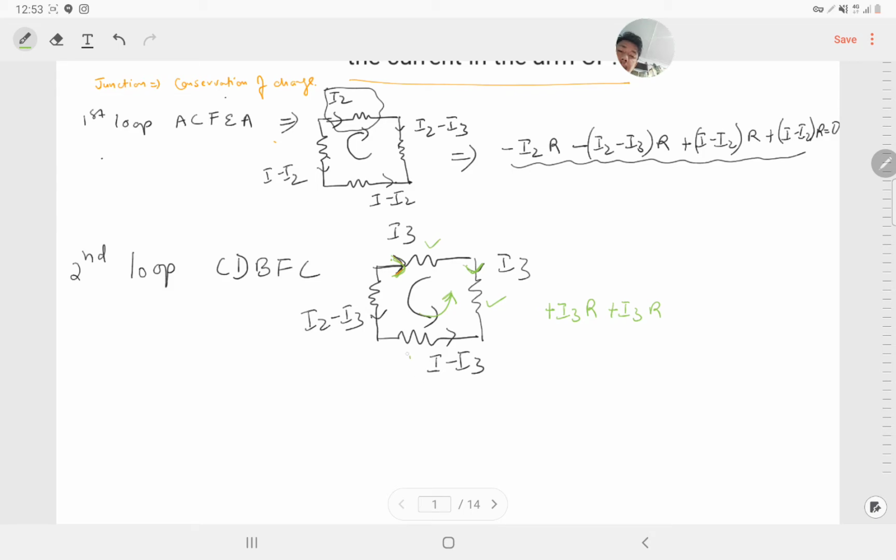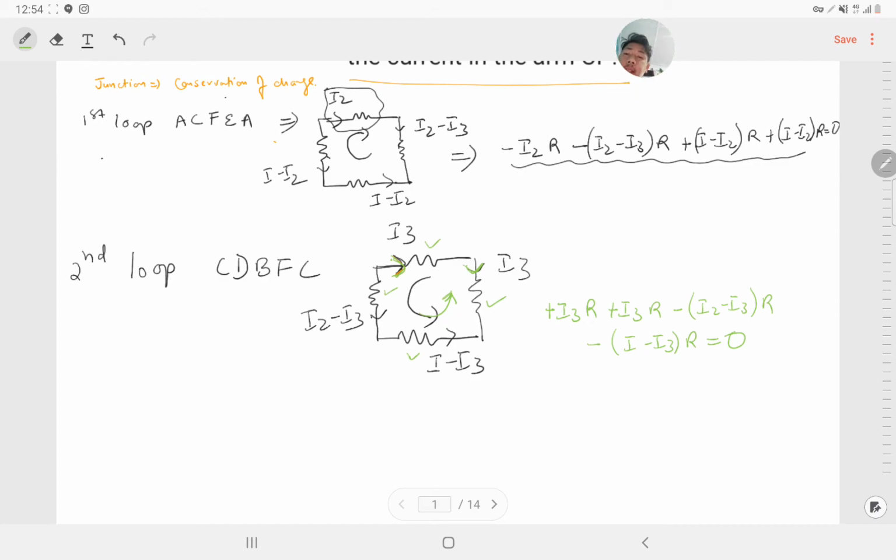Now this one, it is in same direction, this is also in same direction, so negative I2 minus I3 R, and same thing over here, minus I minus I3 R equals to 0. Okay, so in that way we are going to get two equations. Now the variables over here are I1, I2, I3, three variables, which means three equations are required.